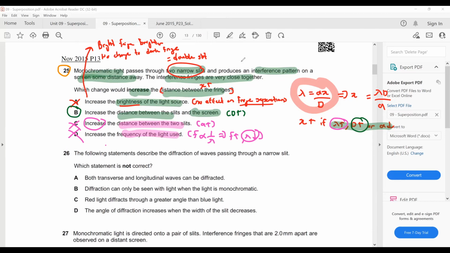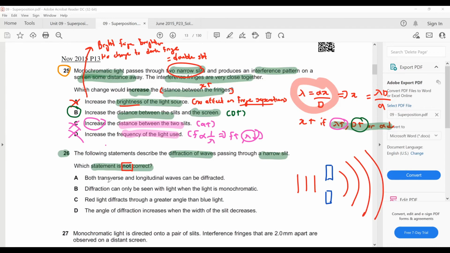Then after that, you move on to question 26. The following statements describe the diffraction of a wave passing through a narrow slit. Which statement is not correct? They want the statement that is not correct. So a wave passing through a narrow slit, you expect it to diffract. Now, both transverse and longitudinal waves can be diffracted. This is correct.